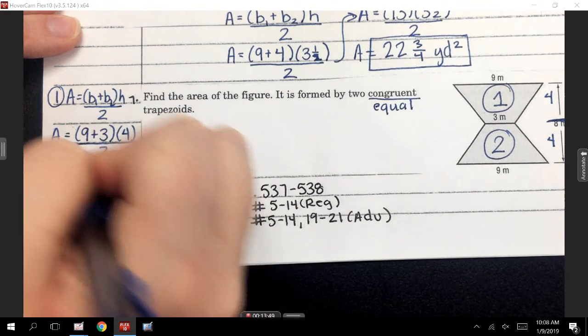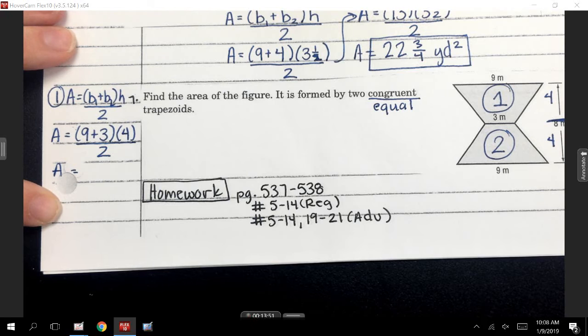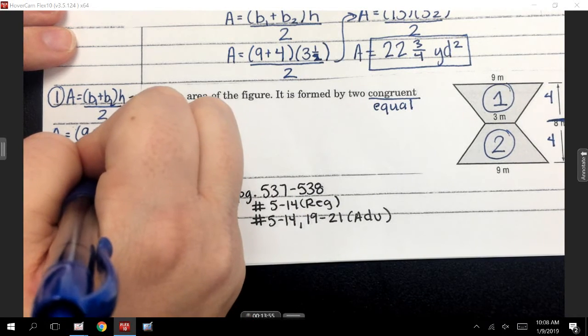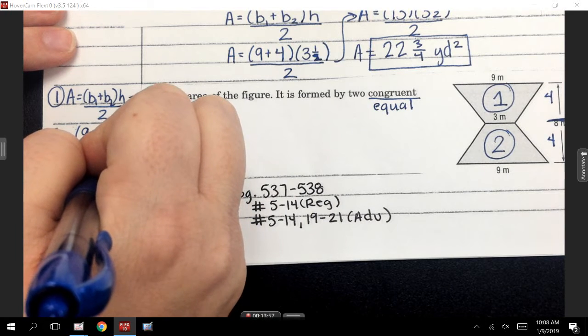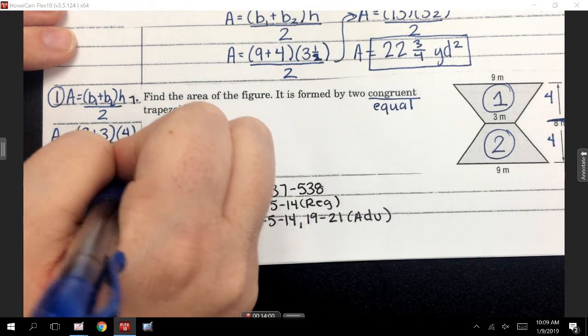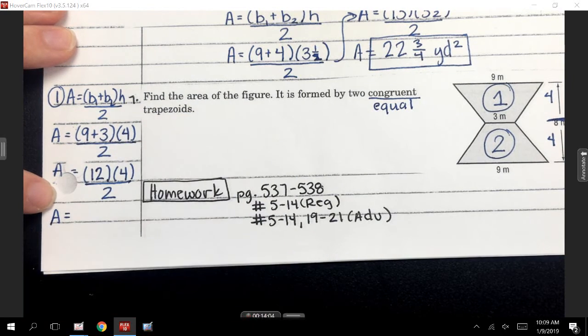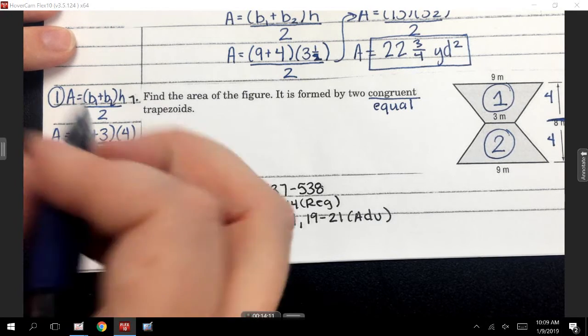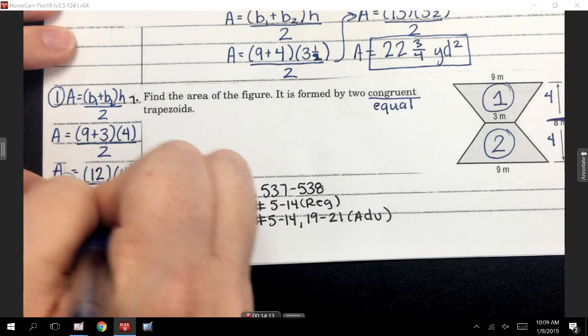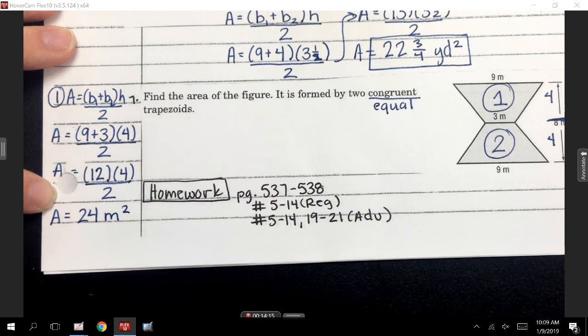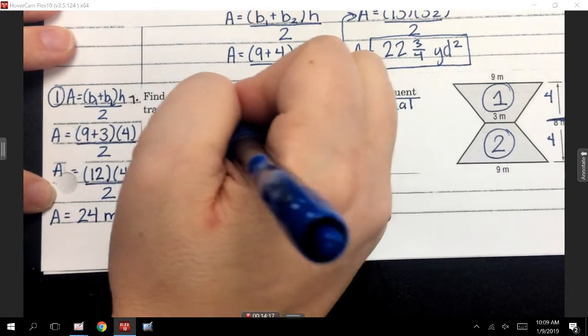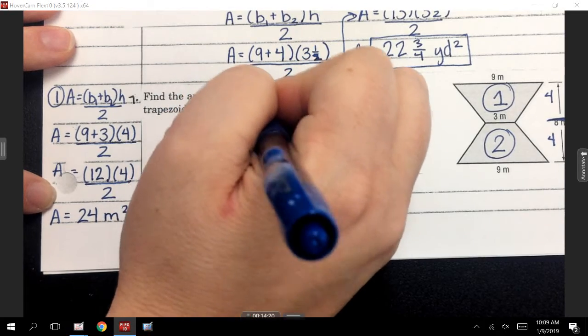So area equals. What am I going to do next? Julia? Which gives me 12. And then times 4 divided by 2. So area equals. What is my area for the top one going to be? Katie? 24 meters squared. So my top rectangle is 24 meters squared.